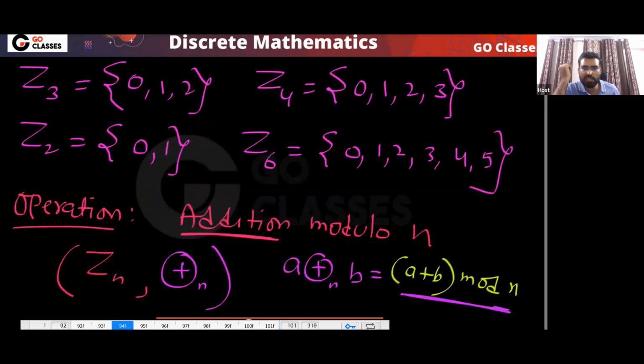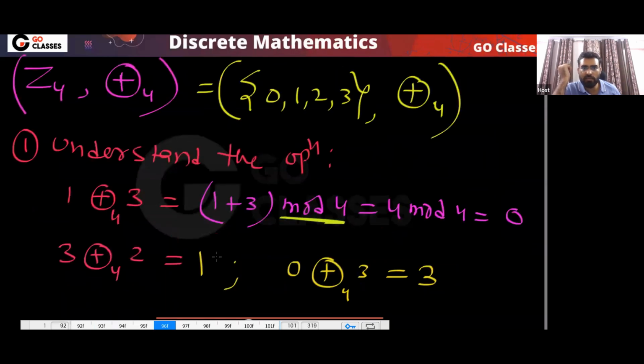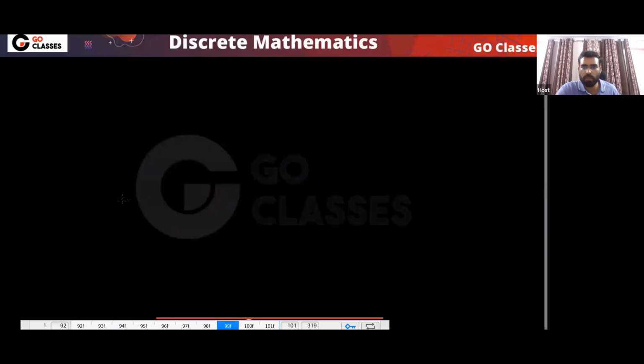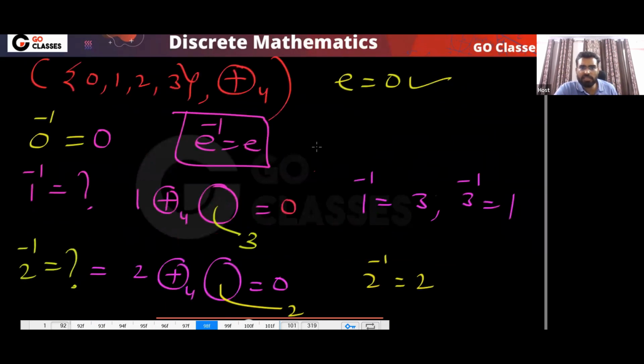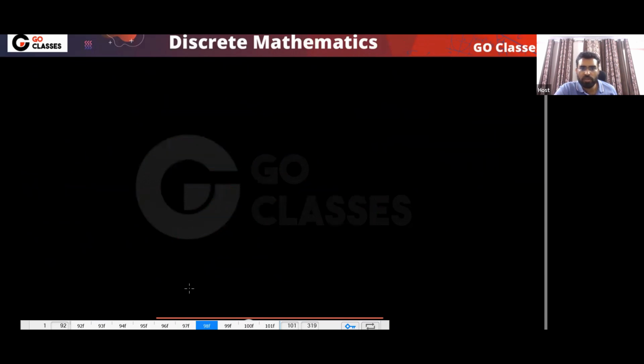Is this clear? This is addition modulo n. You can do this for any n. For any n you do, this will be a group. One more thing. Is this commutative? Yes, this is commutative also. So this is actually an abelian group. Okay, so very simple.